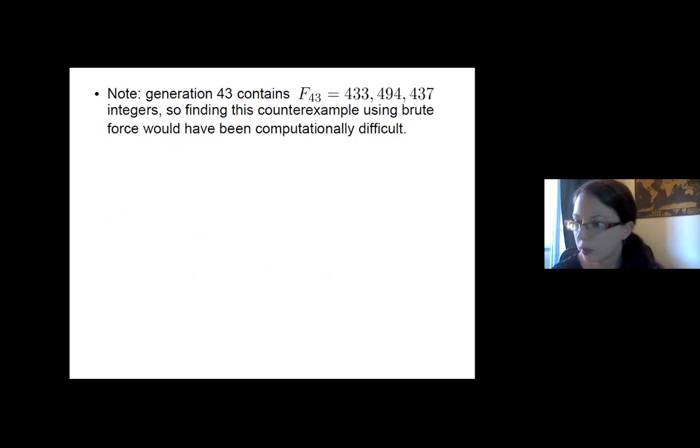So a few more notes. We look at generation 43, the 43rd Fibonacci number is 433 million. So of course we were never going to find it; we would have had to calculate a tree that had 433 million entries in that generation. We never would have found it by hand, of course, and even computationally, we weren't able to find it by brute force.